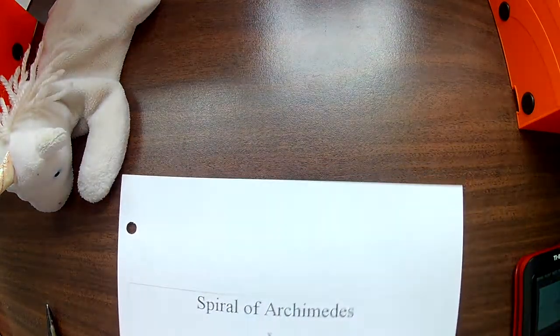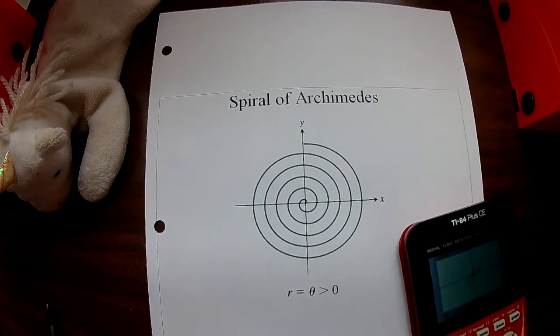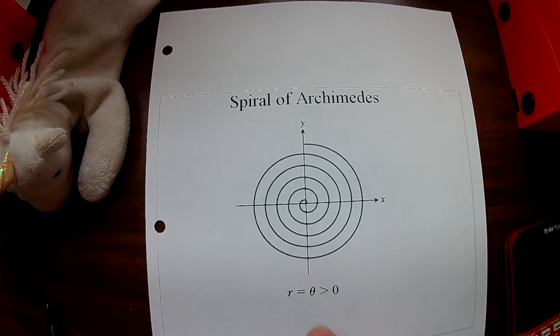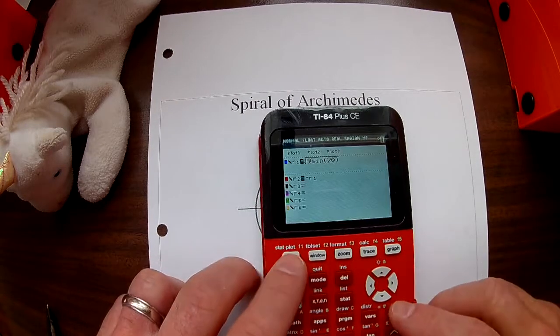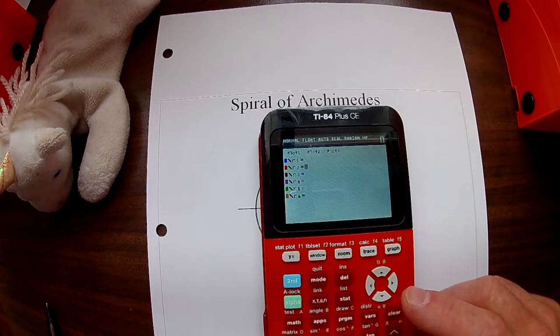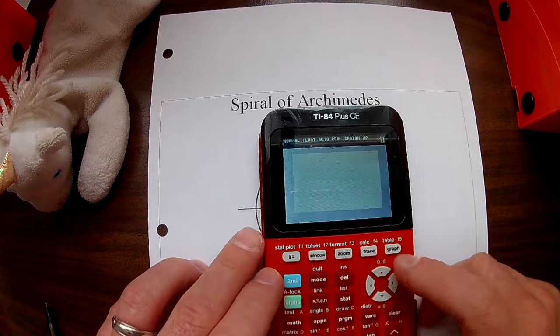All right, and the last one. It's called a spiral of Archimedes. It's really difficult to graph. Spiral of Archimedes is just r equals theta for theta greater than 0. What I like to do with this one, it's actually super easy to graph. R equals theta, and hit graph.